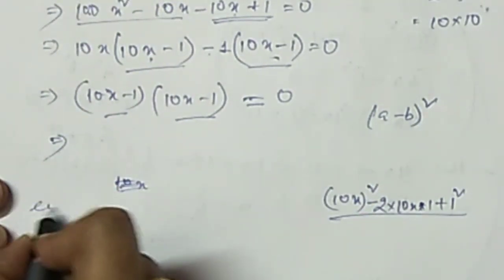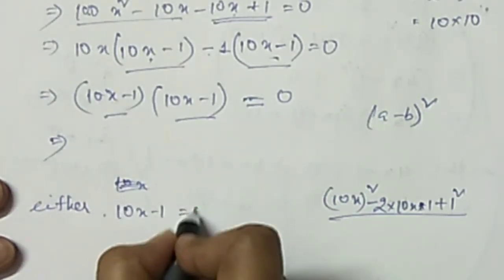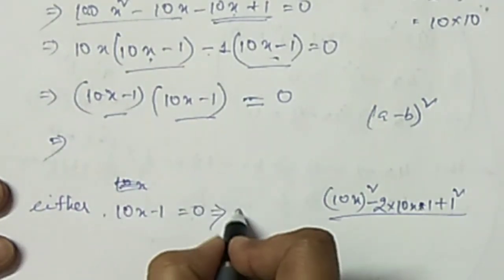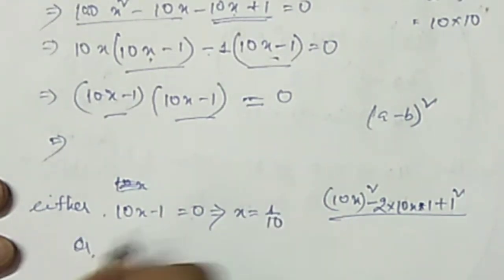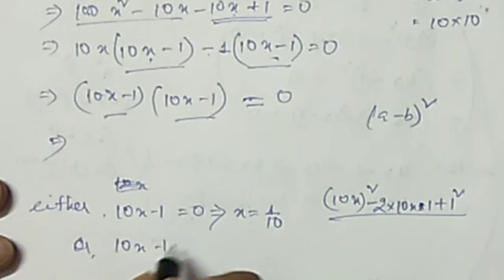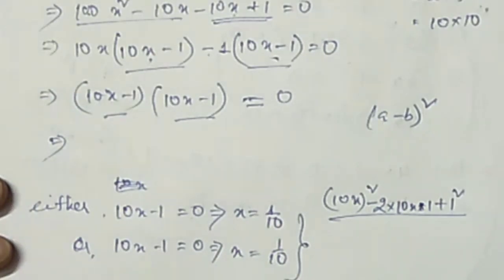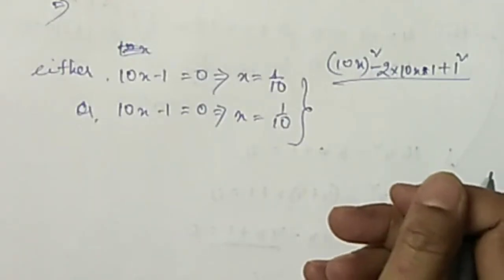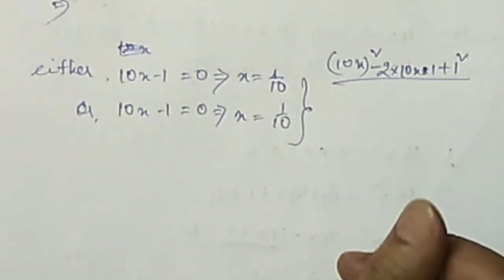So here 10x minus 1 equal to 0 will give you x is equal to 1 by 10, or again the same factor here. If you won't solve, then also it will be okay because both are similar. Thus we have got the answers 1 by 10 and 1 by 10.